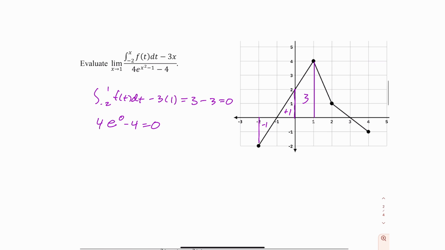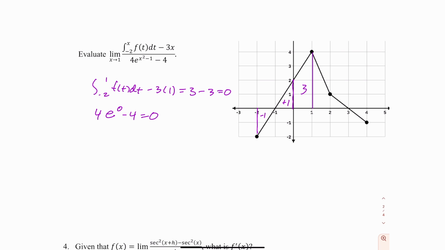To use L'Hopital's, we're going to have to do the second fundamental theorem on this part. So let's do this. So we'll say the limit as x approaches 1 of the derivative of the integral from -2 to x of f of t dt is going to be f of x times 1. And then the derivative of -3x is just -3, over the derivative of 4e to the x squared minus 1, which is going to be 4, and then 2x e to the x squared minus 1 because of the chain rule. And then the derivative of -4 is 0.